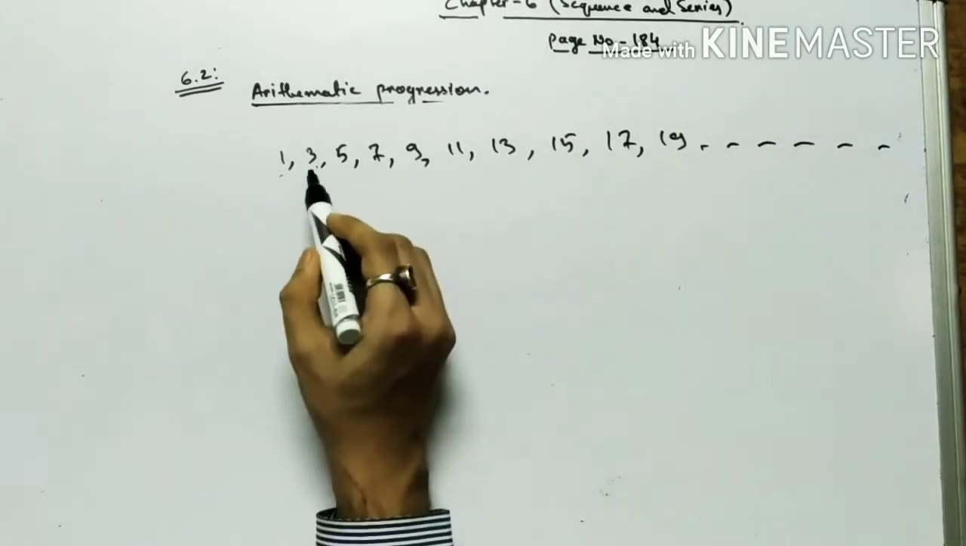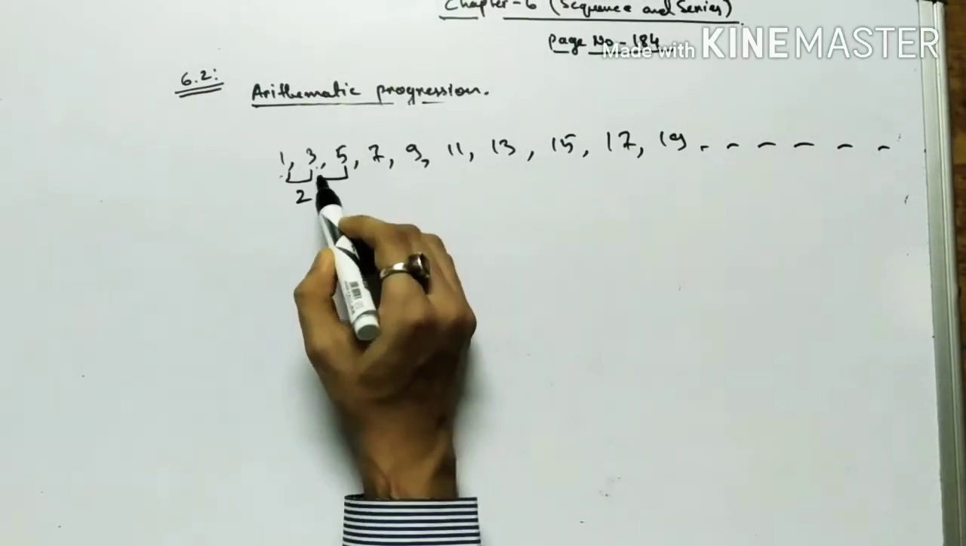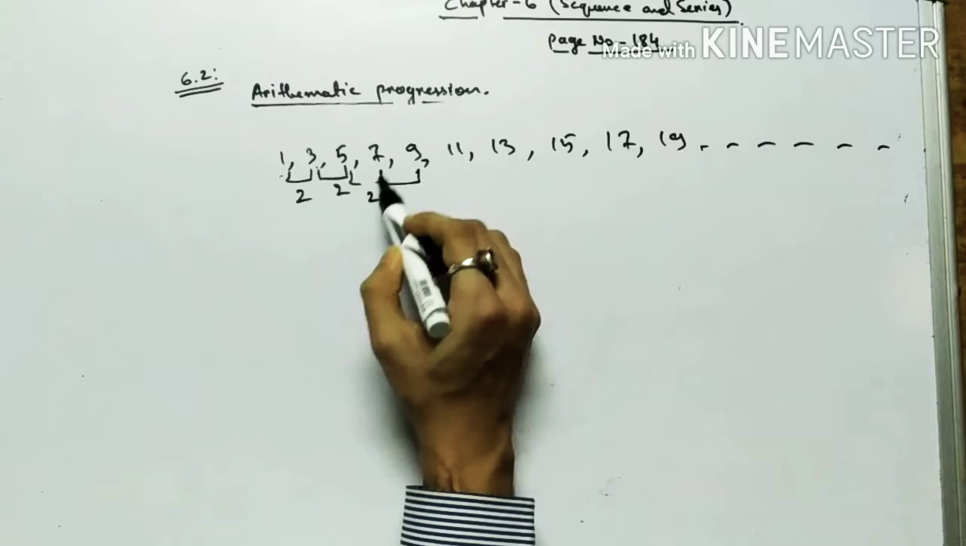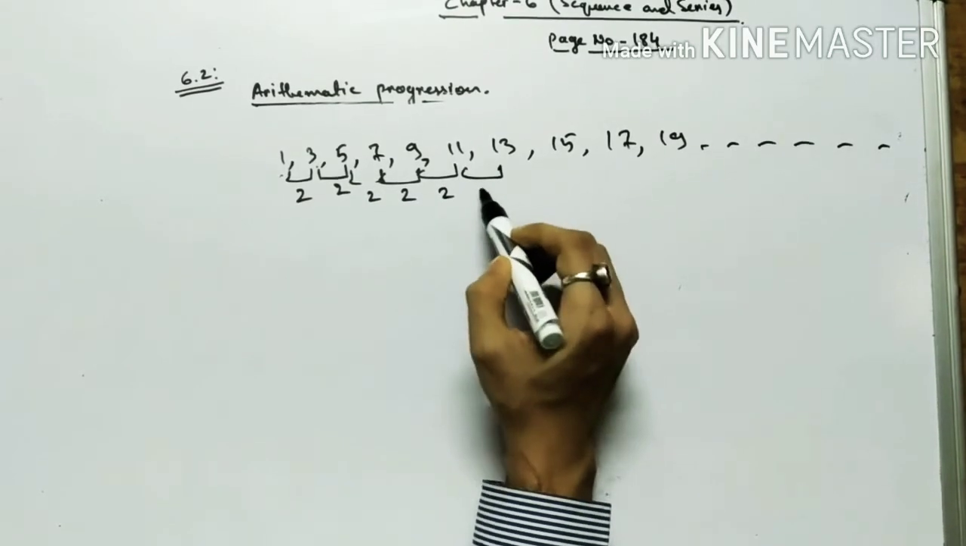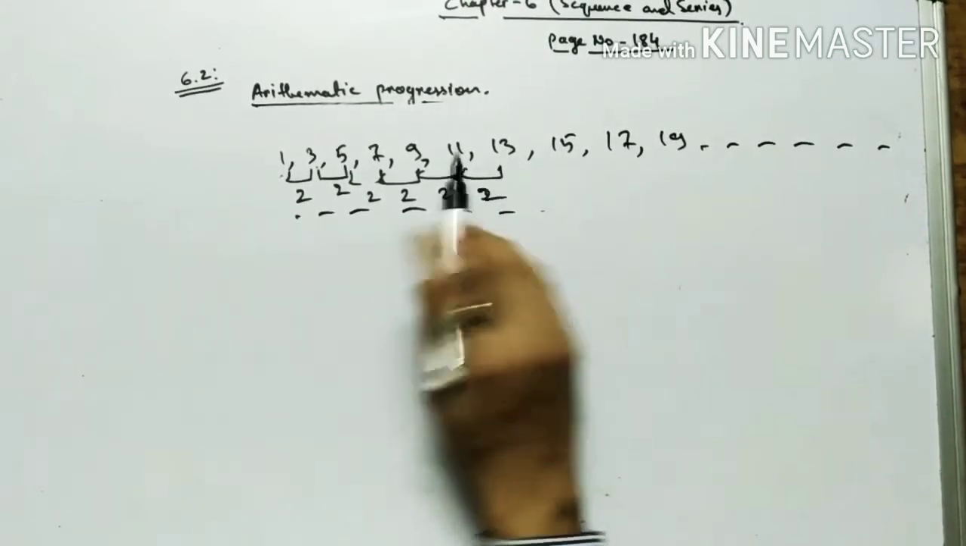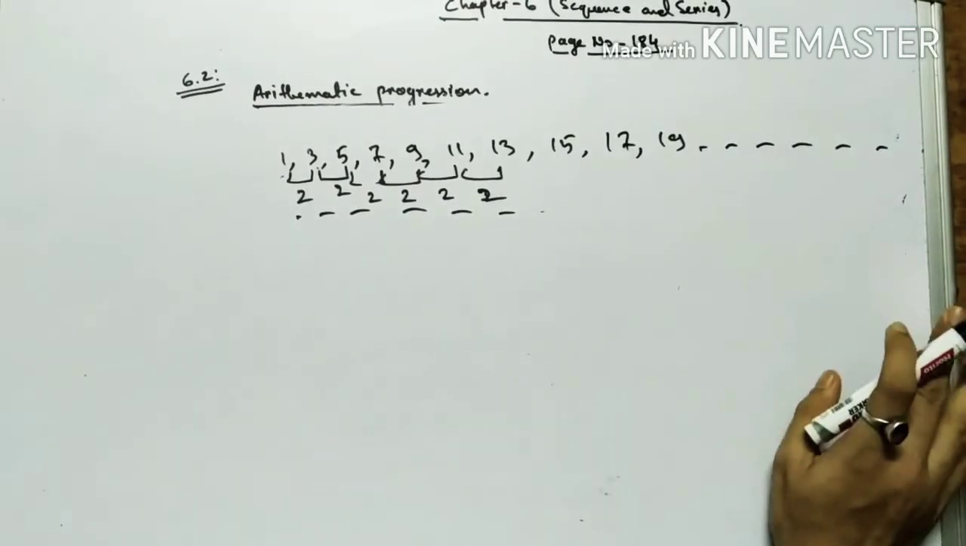Okay, this is an arithmetic progression because 3 minus 1 is 2, 5 minus 3 is 2, 7 minus 5 is 2, 9 minus 7 is 2, 11 minus 9 is 2, 13 minus 11 is 2. The common difference is constant. Yes, the common difference is constant throughout.